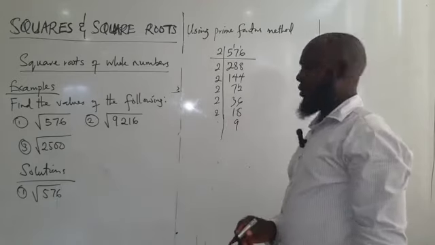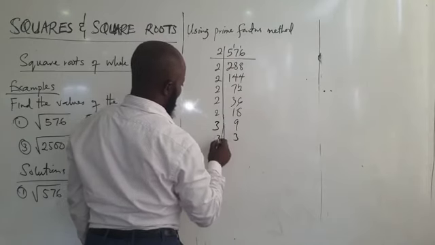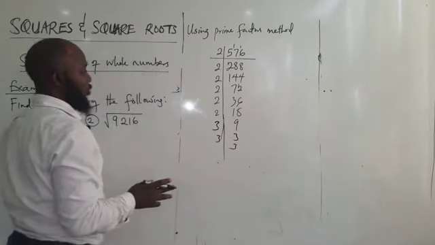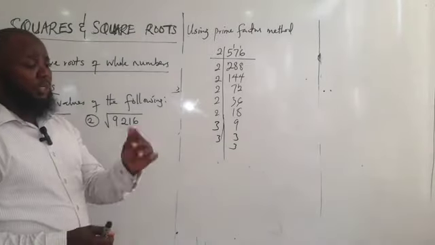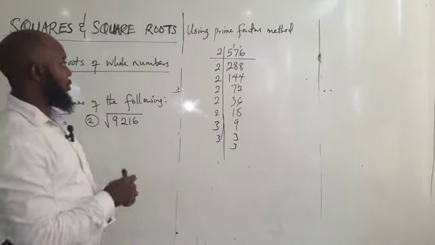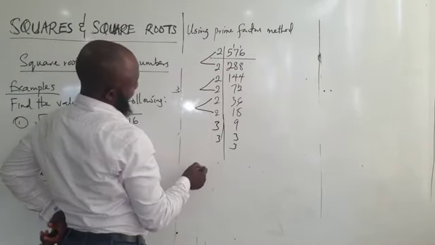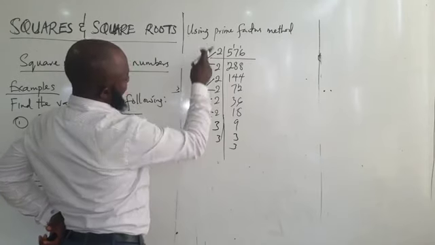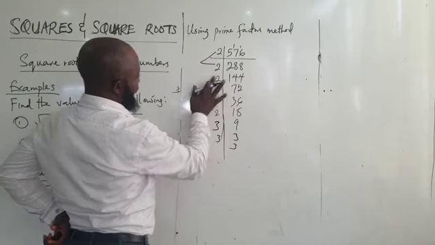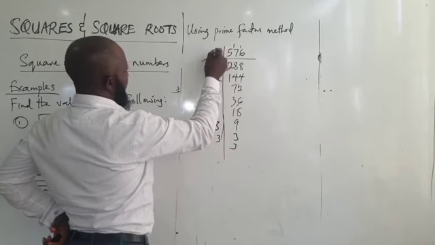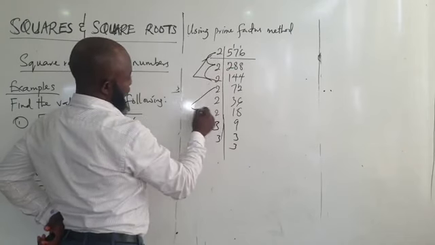Then the next number that can go is 3. So 3 can go here, that is 3. 3 here is also 3. So what are we going to do? We are going to group them in 2s so that we can have a number multiplying itself. That's the purpose. 2 appears 6 times, so we can group them in 3 pairs. This one will give us 1, and this one will give another one.